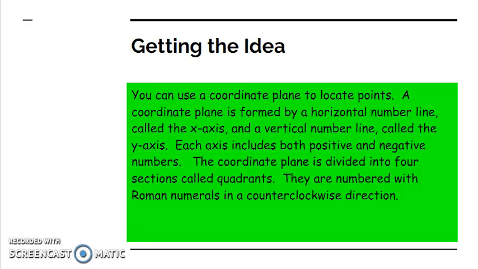You can use a coordinate plane to locate points. A coordinate plane is formed by a horizontal number line called the x-axis and a vertical number line called the y-axis. Each axis includes both positive and negative numbers.